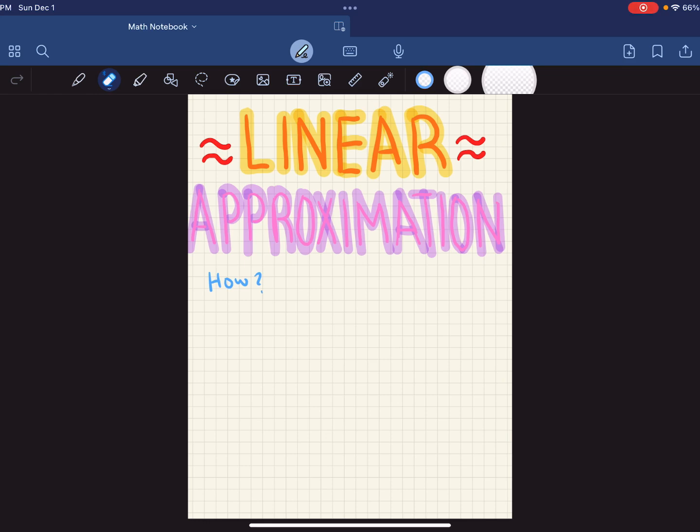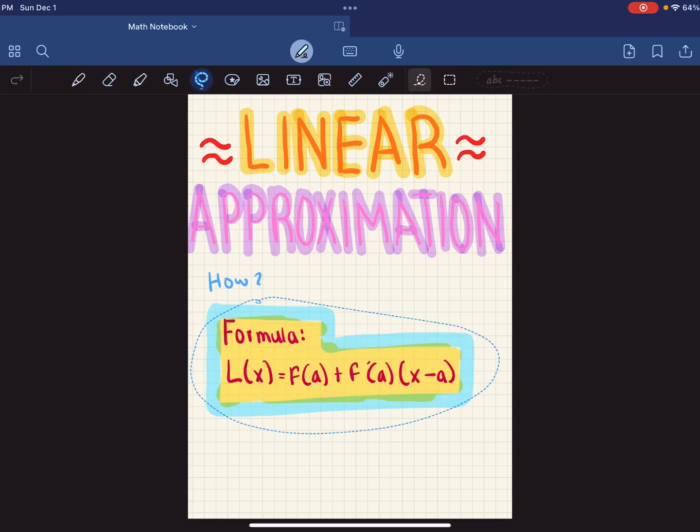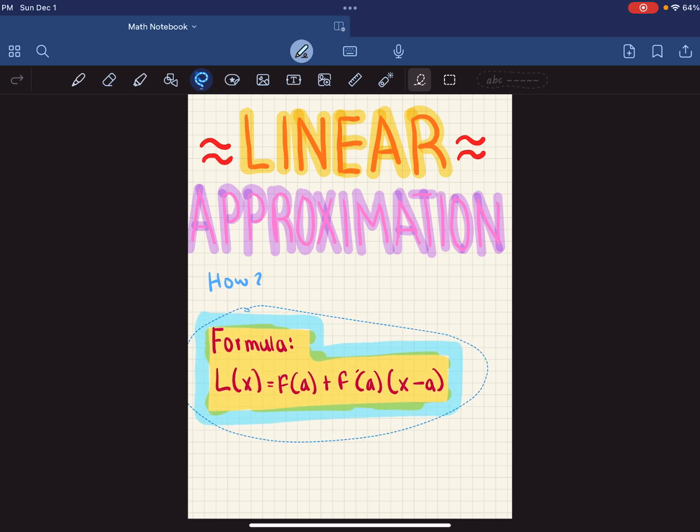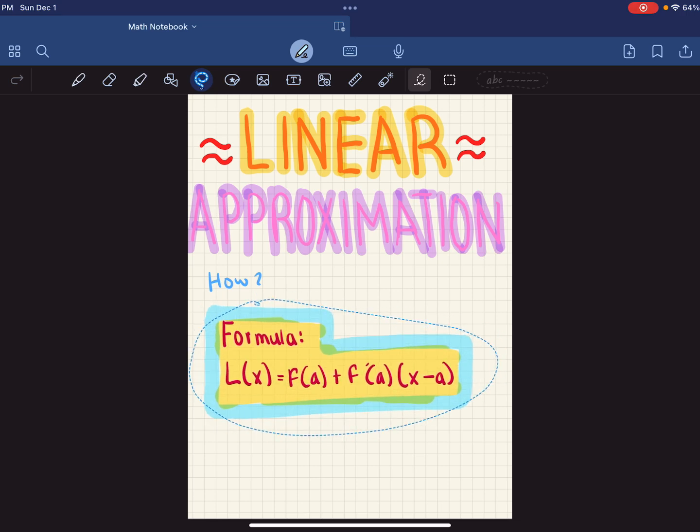It can also be really helpful when we're trying to estimate square roots, but essentially numbers that aren't perfectly squared, like 3 or 9.2. We use linear approximation using this formula, which is L of x equals f of a plus f derivative of a times x minus a.